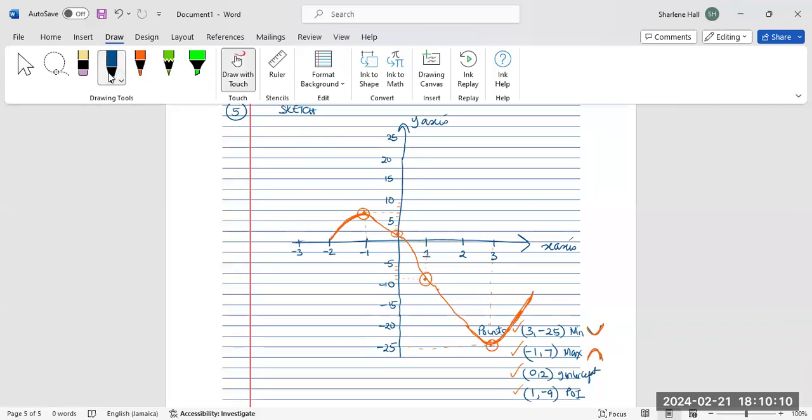Sketch of y equals x cubed minus 3x squared minus 9x plus 2. And you underline it. Full marks. You go into the exam and you do something like that. Full marks. I'm going to pause right here for 1 second.